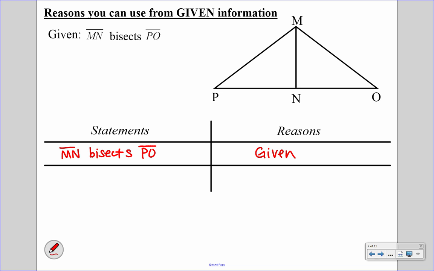Now let's mark this on our picture. A bisector does the same thing that a midpoint does. It cuts that segment into 2 equal parts. And MN is cutting PO into 2 equal or congruent parts. So we can write this down as PN is congruent to NO. And this time, since it's a bisector and we're bisecting a segment, we're going to call this the definition of a segment bisector.